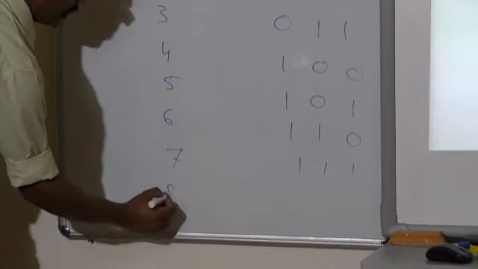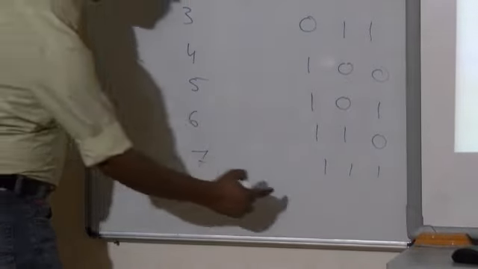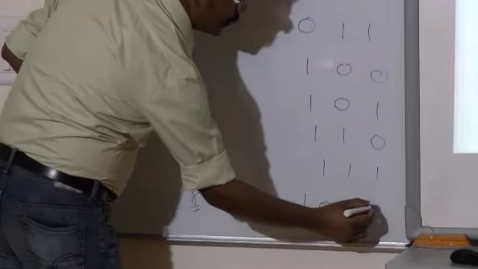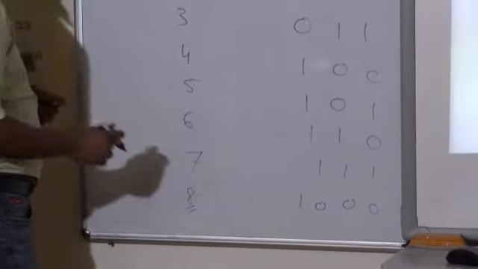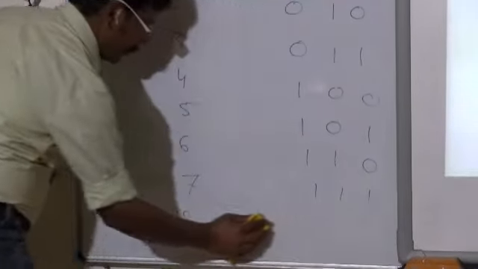If we move to 8, 8 has to have 4 inputs. In that case, it will become 1 0 0 0. Since we are not doing 8, let's forget about this for the time being.